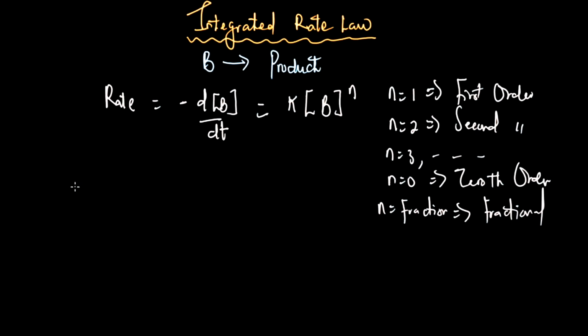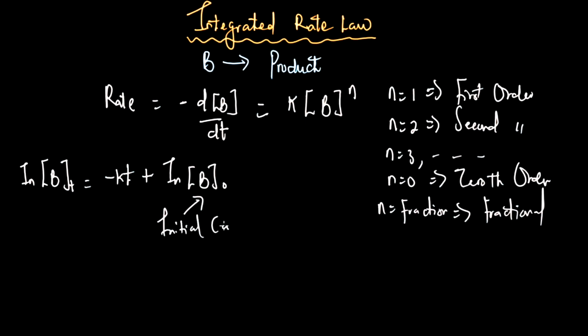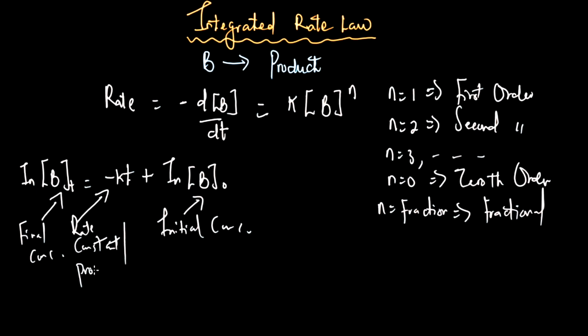So the equation for the first order reaction can be expressed as ln[B] at time t equals negative kt plus ln[B]0. So this is the initial concentration. This is the final concentration. This is the rate constant. It can also be called the proportionality constant. And this is time, in any units of time.